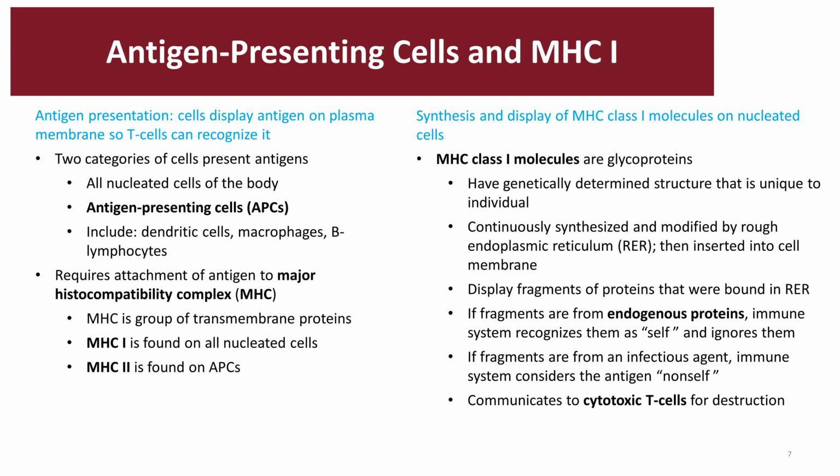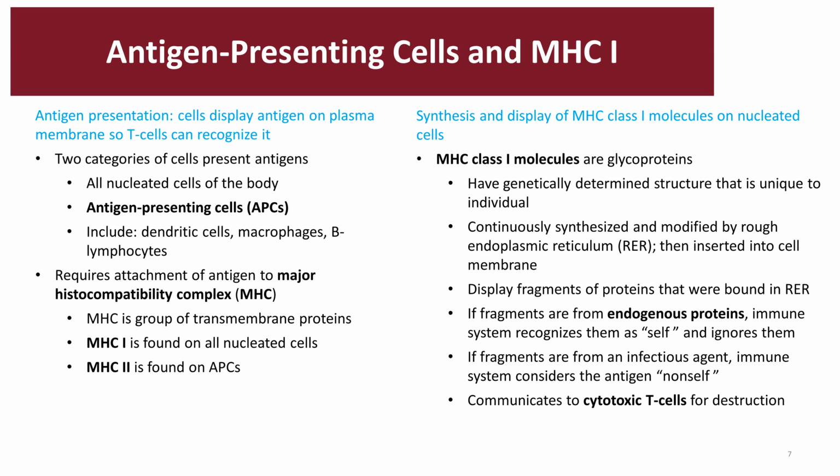MHC class 1 molecules are glycoproteins that are genetically determined and very unique to every individual. They present a peptide fragment from within the cell to the plasma membrane. So the function of MHC class 1 is to display a peptide fragment that is from the cell itself. We call these endogenous proteins. In a healthy cell, the peptide fragments presented on the MHC class 1 molecule are considered self-proteins, and so they get ignored by the white blood cells or any kind of immune-based cells. In an infected cell, the antigens presented on the MHC class 1s are considered foreign antigens. These will then get recognized by other white blood cells, like the cytotoxic T cells, to be destroyed.